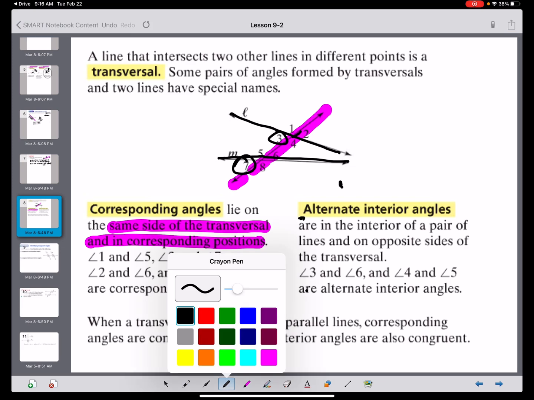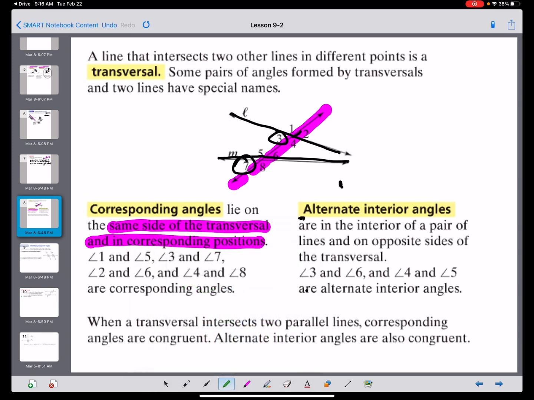In the same way, let's change my color here so you can see, angle 1 and angle 5 are both to the left of the purple line, to the left of the transversal, and in relation to the line, it is above it. 1 is above it, and 5 is above that line that cuts through it. So we would say those are corresponding angles.